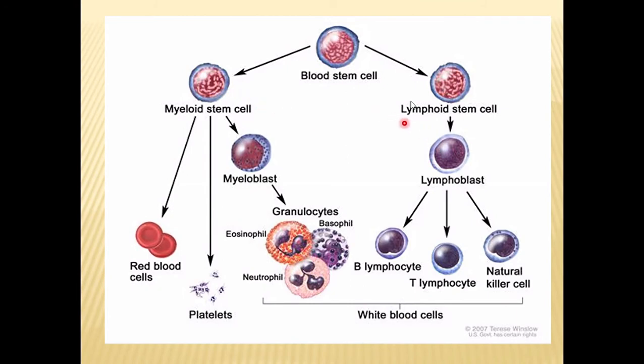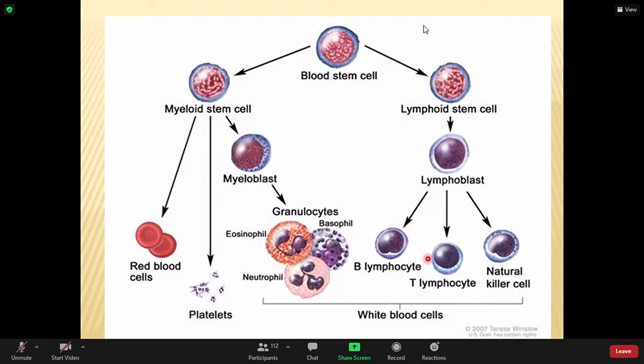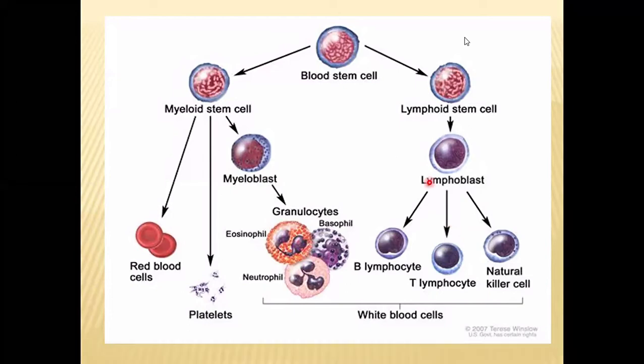So the lymphocytes are from the lymphoid stem cell. The initial cell is a lymphoblast, and then the lymphoblast differentiates and becomes a B lymphocyte, a T lymphocyte, and a natural killer cell. So there are three products of the lymphoblast: the B, the T, and the NK cells. These are all WBCs: the granulocytes, and then this one is the agranulocyte, the lymphocytes.